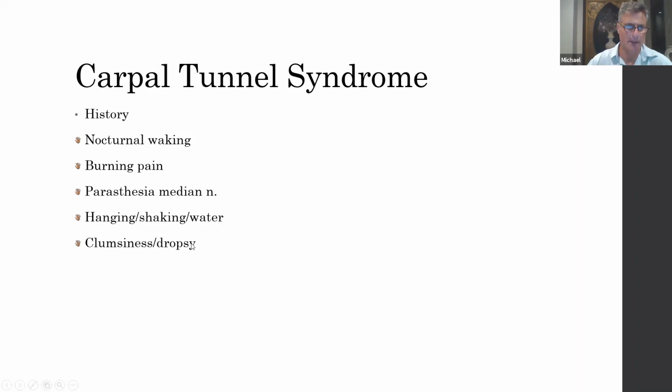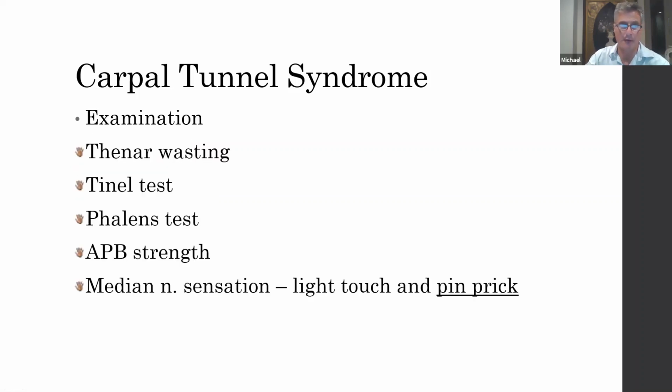They often complain of this clumsiness or tendency to drop objects. And it's probably due to the combination of the lack of the intrinsic muscles and that fine sensation. So once again, carpal tunnel, you can make the diagnosis on the history. Almost don't even have to examine them. But if you do examine them, obviously you're just examining the median nerve. So it's thenar wasting, and the Tinel test, the Phalen's test, the APB strength, and the median nerve sensation, which is both light touch and pinprick.